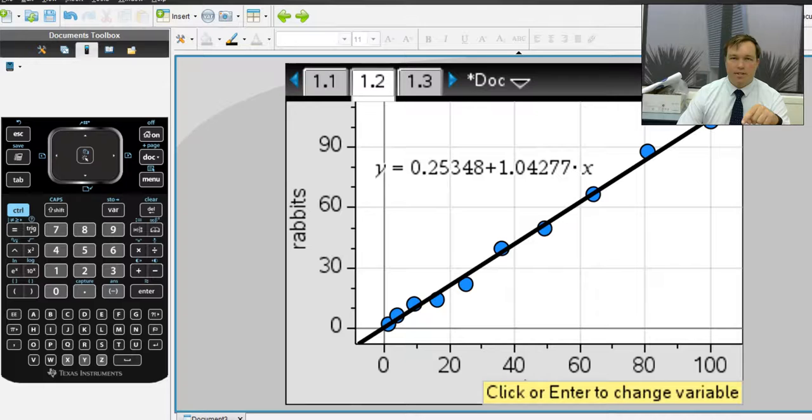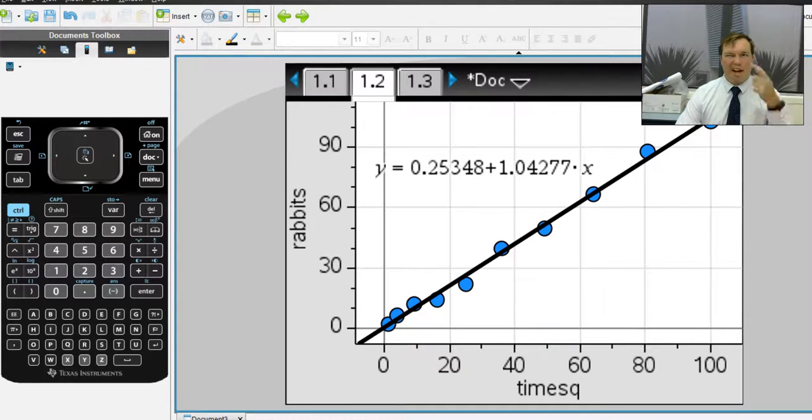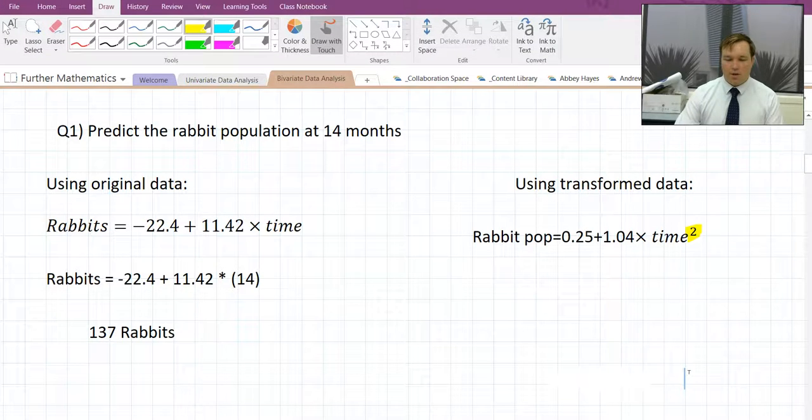Now, this axis, we've squared. So instead of just calling it x, we remember actually we've squared it. So instead of, in this equation here, we just refer to this as x, we call it x squared. So here, our equation is rabbit population is equal to 0.25 plus 1.04 times x squared, or time squared.